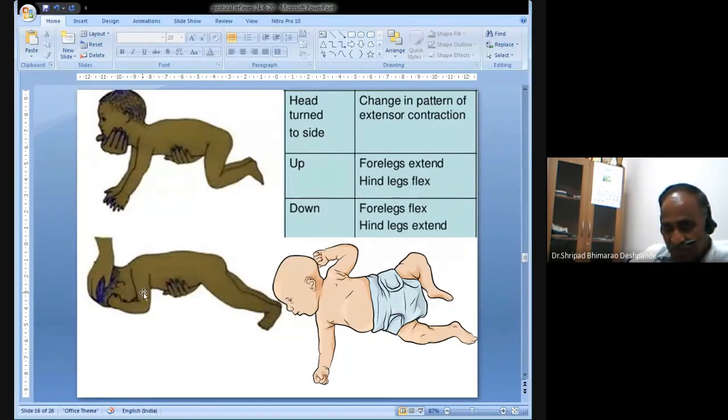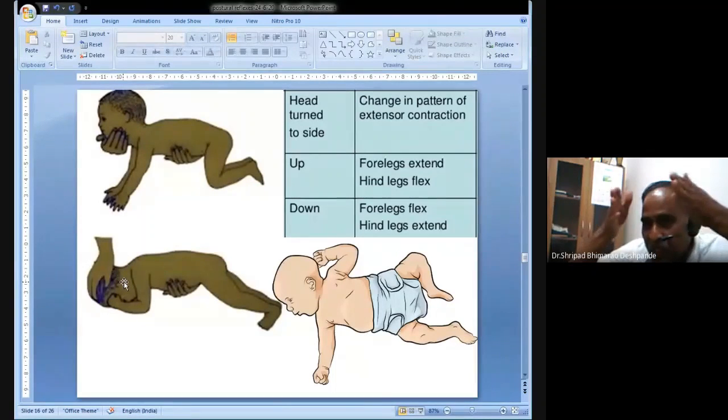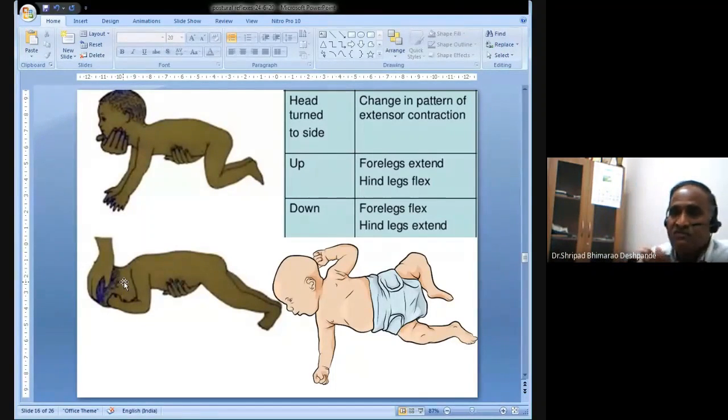What is happening? This is the position as if the baby is passing through a hole, a narrow space. Suppose you were to enter into a cave, you would take this posture. That means there is flexion of the upper limb and extension of the lower limb. These are very primitive reflexes, and because of these primitive reflexes, the delivery is possible.